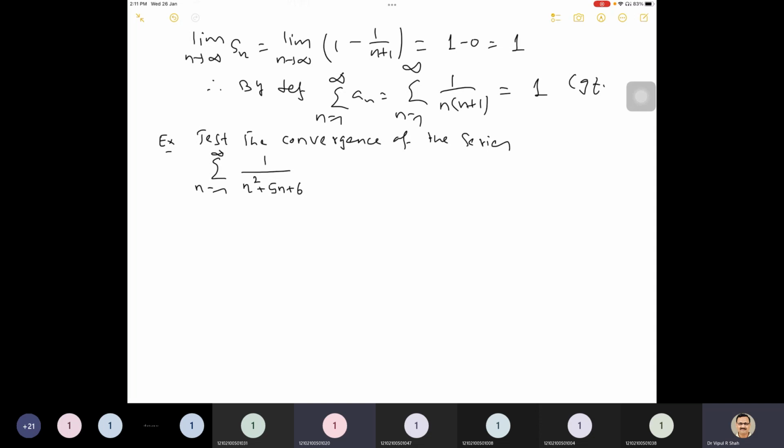N equal to 1, you will have one term. N equal to 2, another term. N equal to 3, third term. Infinitely many terms that you are having. And we would like to find out the sum, using the same method. This kind of series are known as telescoping series.